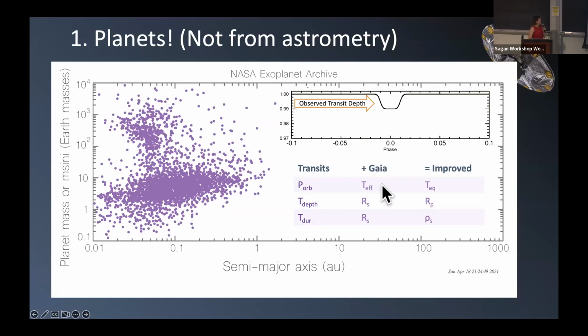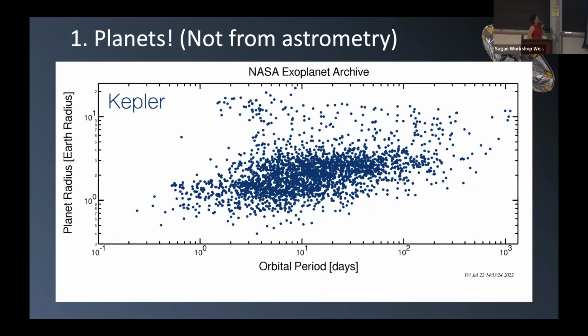Gaia helps us with things like the stellar temperature and the stellar radius, which when combined with those observables give us better understanding of the planet size, stellar density, and the stellar temperature. Just recapping what you've already heard, because that's good pedagogy, I'm told. Okay. Kepler, K2, and TESS is what I'm going to talk about now.